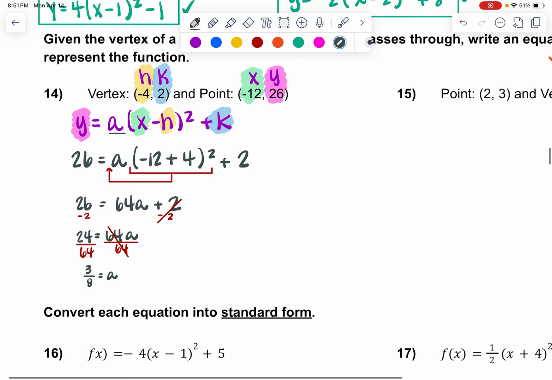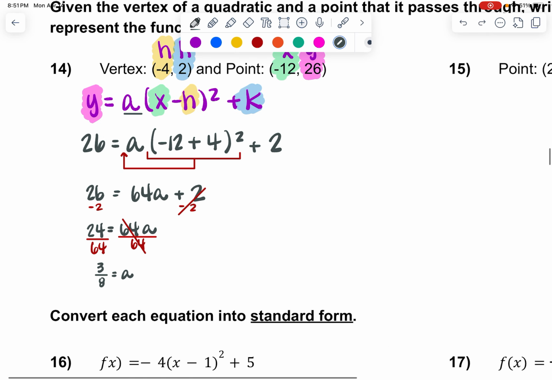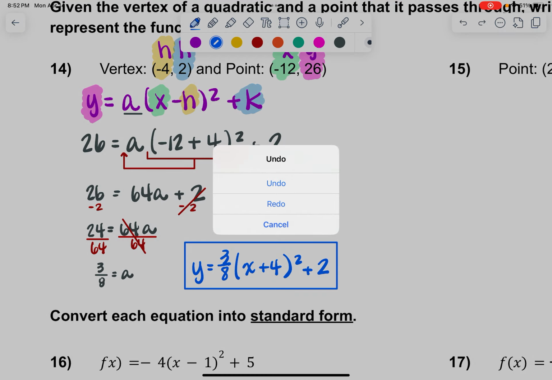Now we have everything we need, because the only three things we need to write something in vertex form are an a, h, and a k. So we have all that information now. We're going to write our answer as y equals the a, which is 3/8, times (x plus 4) squared plus 2. There you have it. You can, of course, check your answer in Desmos by typing in this function that we just wrote down, and then making sure that the point negative 12, 26 is on the parabola somewhere, and that the vertex is at negative 4, 2. You should be able to check pretty much every answer on this review with your Desmos.